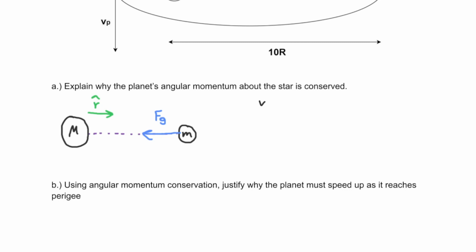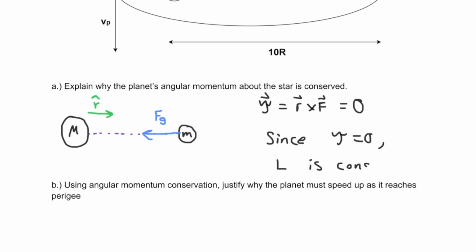So torque, which is equal to r cross F, is equal to 0, because you can't form a parallelogram out of these two vectors. It makes no area. Because cross product is about perpendicularity, and if they're parallel, it's 0. Just like the dot product of perpendicular vectors is 0, the cross product of parallel vectors is 0. So since the torque is equal to 0, angular momentum is conserved about the center of the star.